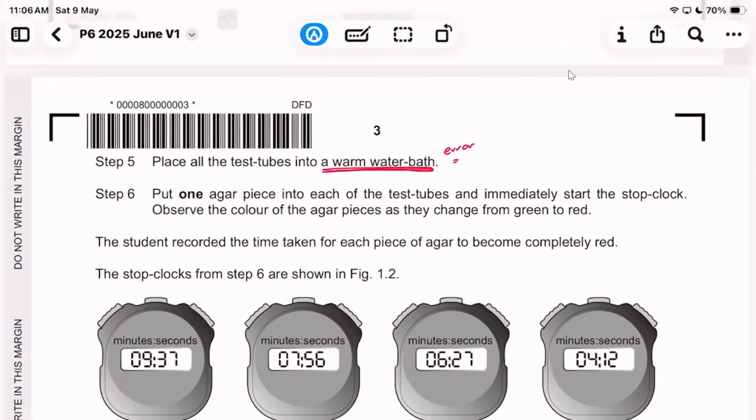Put 1 agar piece into each of the test tubes and immediately start the stop clock. Observe the color. So we have here another kind of error. Why? Because anything judged by eye is subjective. So how can we improve it? We have to use a colorimeter or color chart.